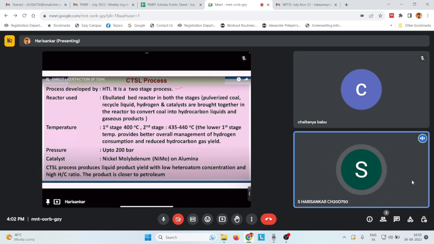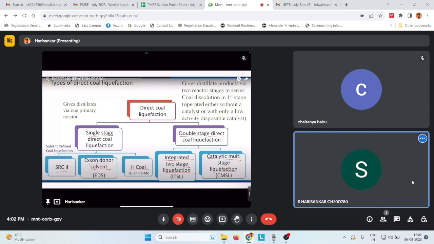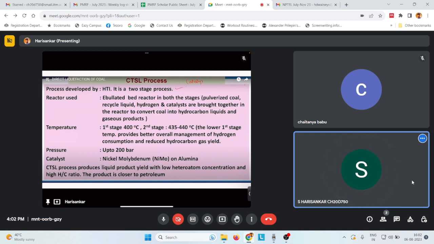So this is what Professor Mandal was explaining with regards to the CTSL process, the catalytic two-stage process. In CMSL, if the number of stages is two, it is basically CTSL, or catalytic two-stage process. Here we'll be using nickel molybdenum on alumina as our catalyst, and we'll have two stages. In the first stage, we provide a temperature of 400 degrees, and in the second stage, we further increase the heat up to 440 degrees Celsius.